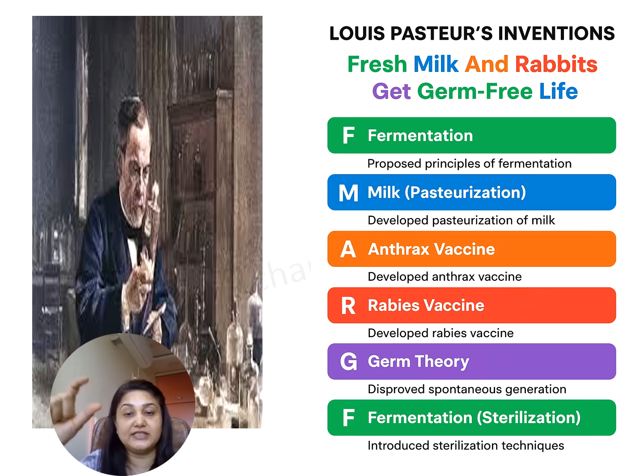Then comes, this is fresh milk and ant. Now rabbits: he developed the rabies vaccine. He proposed the germ theory and disproved the spontaneous generation theory, and germ-free life, that is the principle of sterilization. He introduced various sterilization techniques. So in this manner, you can remember all the discoveries produced by Louis Pasteur.